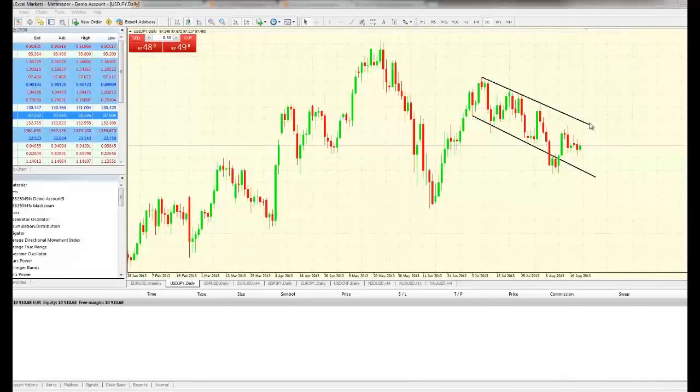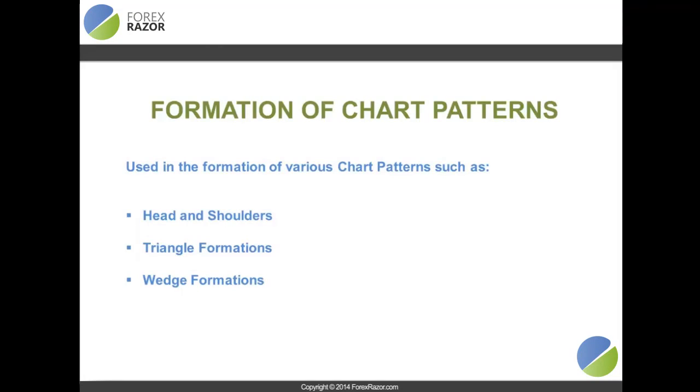Please note that this break above either of these trend lines should be by a considerable amount to confirm the reversal in the price direction. These trend lines are also used in the formation of various other chart patterns such as the head and shoulders, triangle formations, wedge formation, double top, double bottom, and many more. We will be covering these chart patterns in the next videos in this series.